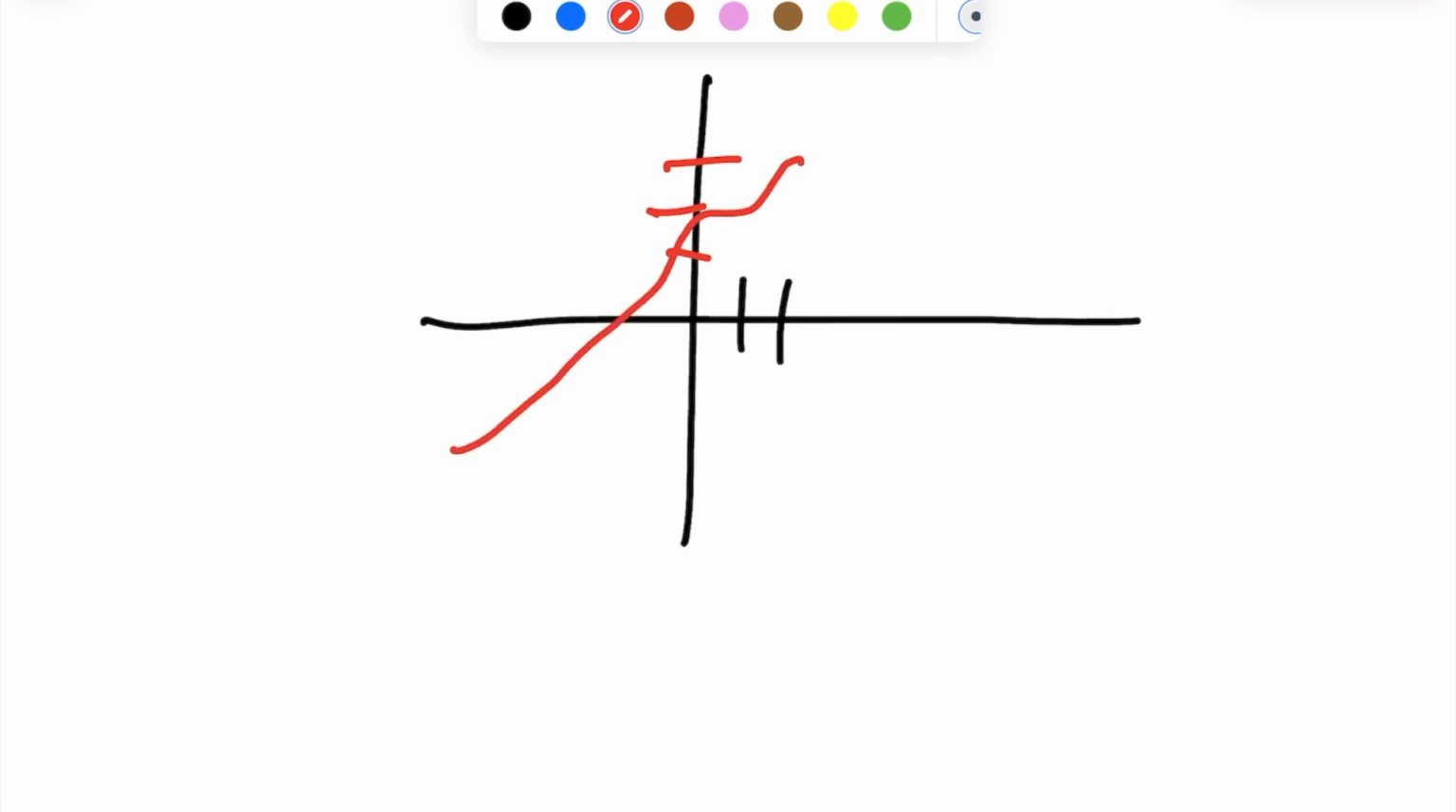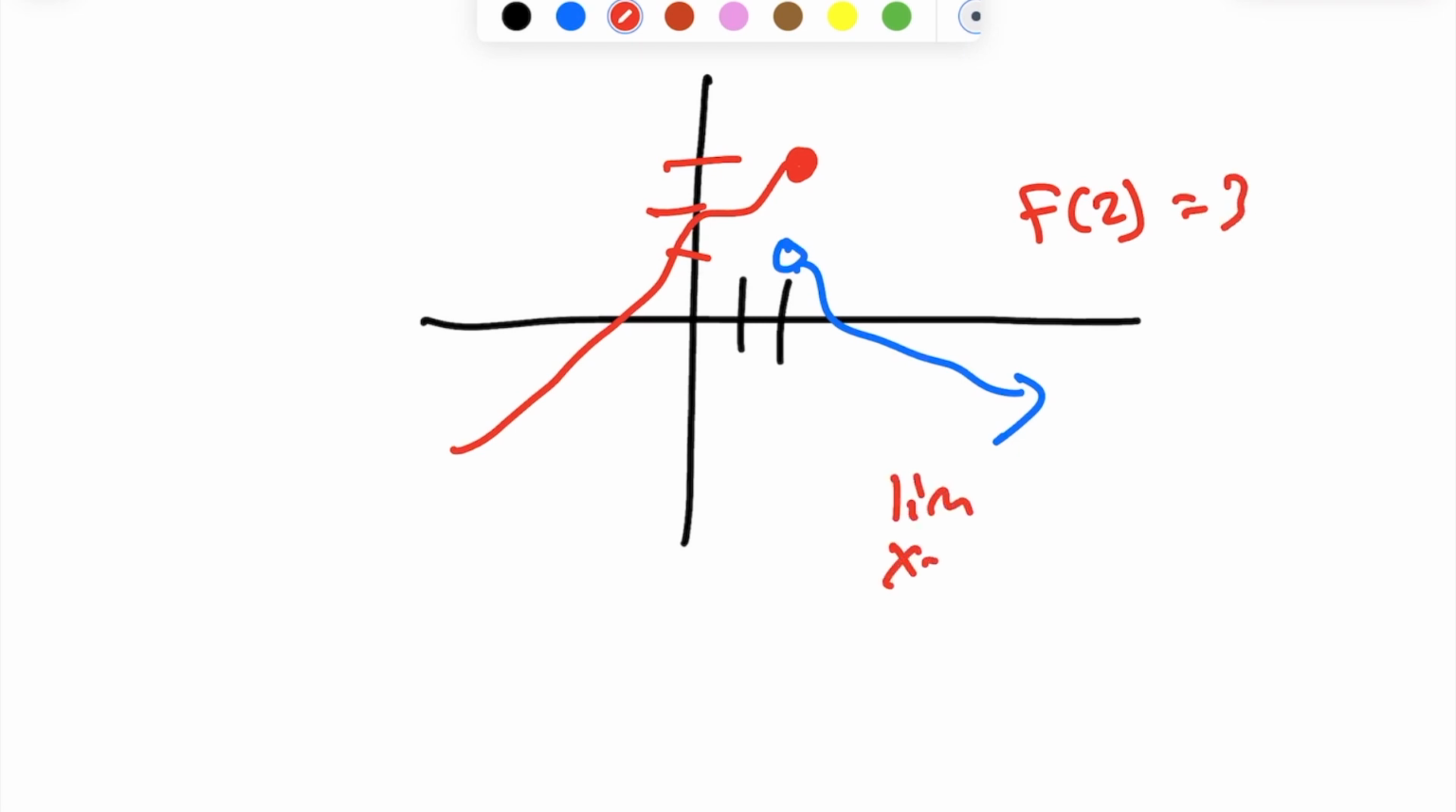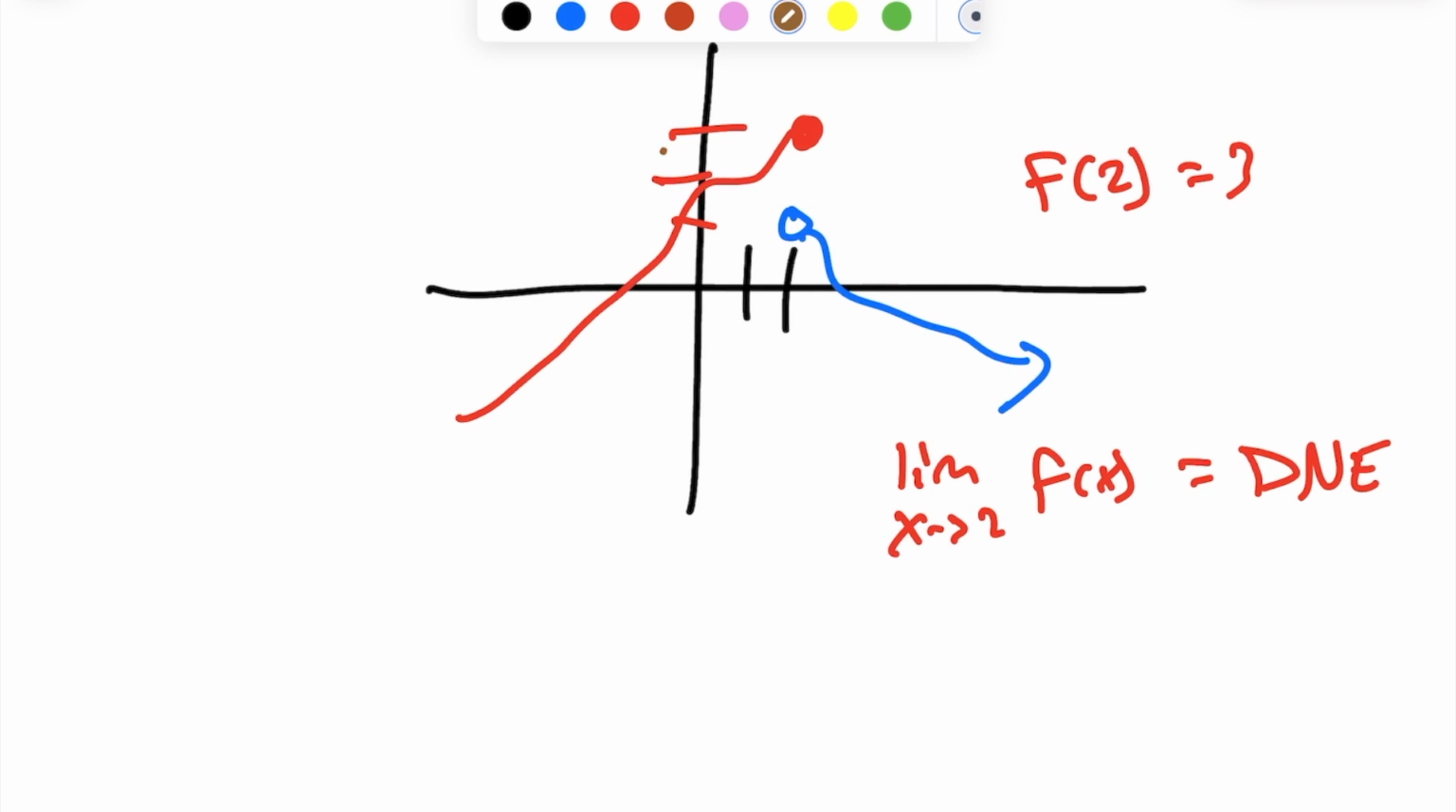And let's just say we go like that on the left side. On the right side, maybe it does something like that. Well, okay, we do have a value at 2. It's all the way up there at 3. But the limit as x approaches 2 of this function does not exist, because the left side goes up to 3 while the right side is coming to 1. And so they're two separate limits that they have to match. They have to be the same, and if they're not, then the limit doesn't exist.